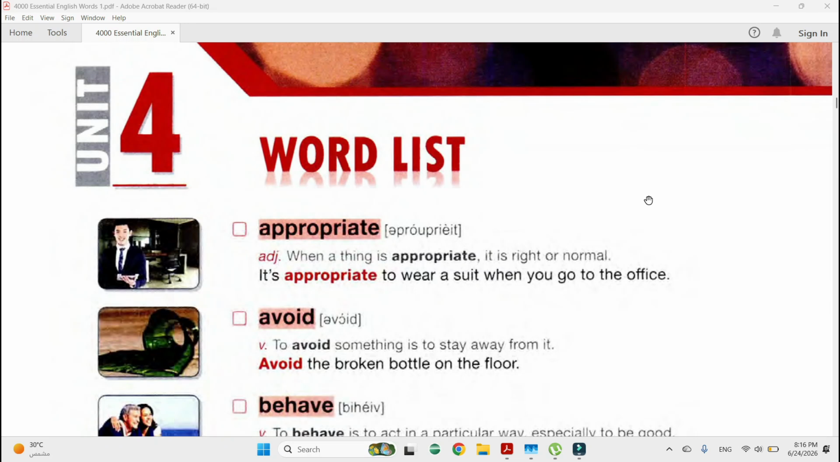Today's lesson is lesson 4 from the course 4000 Essential English Words. Let's start. The first word is appropriate. Appropriate means when a thing is in its right or normal place. It is appropriate to wear a suit when you go to the office.